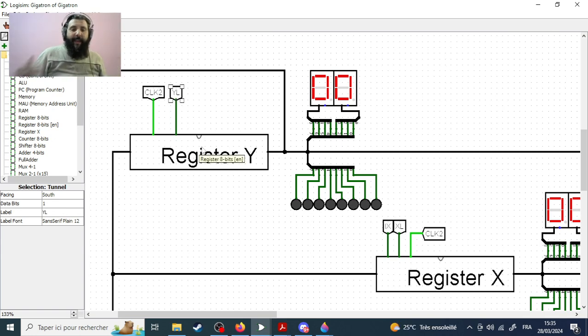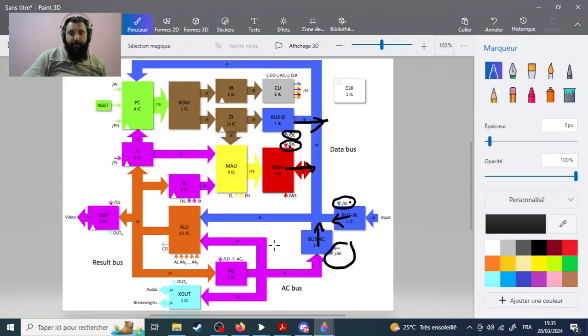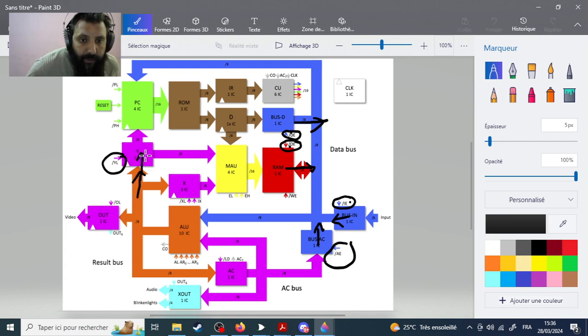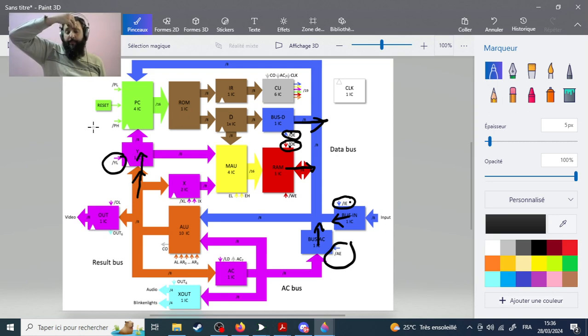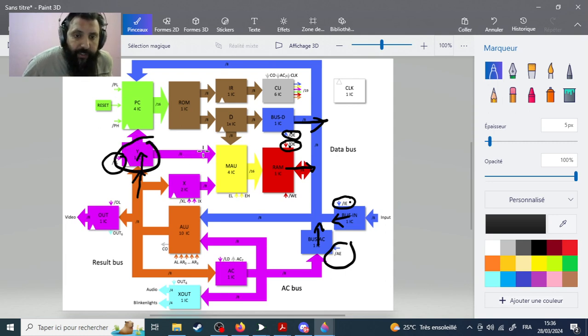The YL is used to allow writing on this register. What is the write? The write allows you to modify the register. The YL allows the value to enter inside this register. I don't know if you understand what a register is. Can you give me a small definition of a register? What is a register?